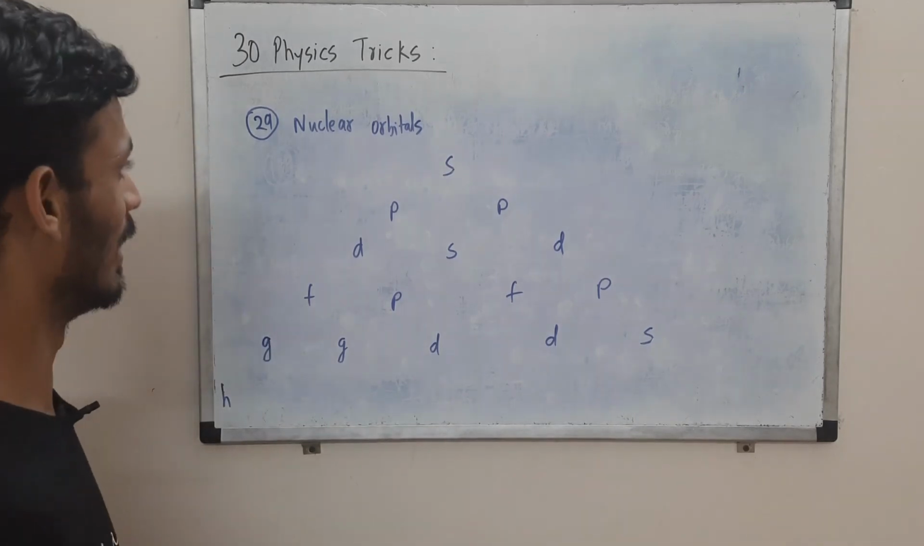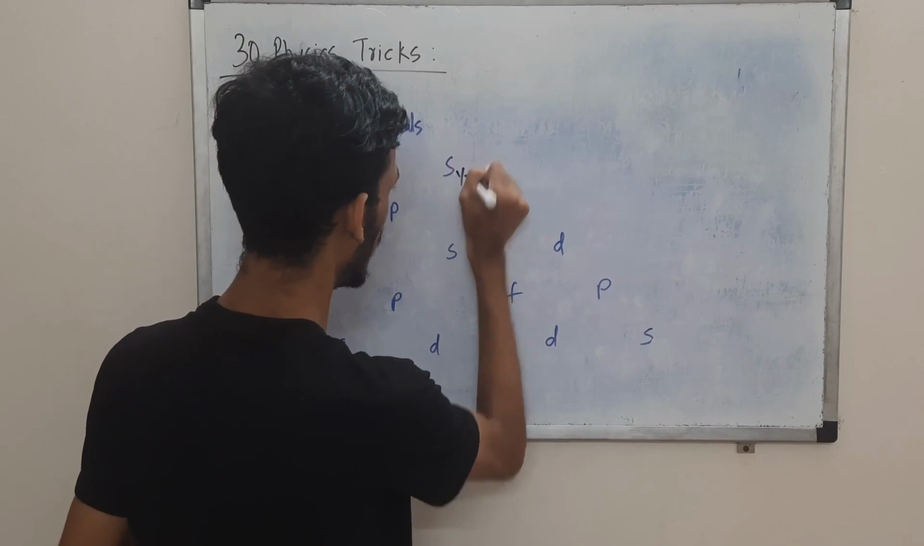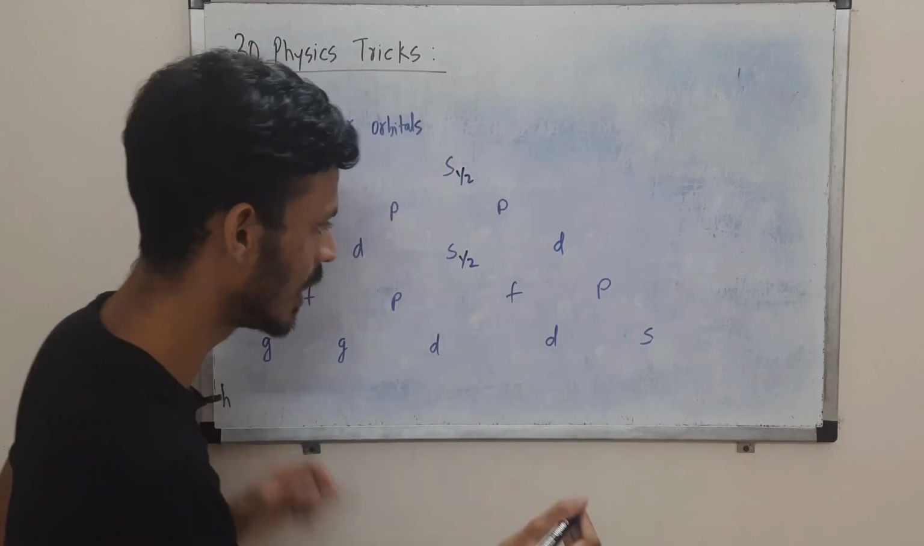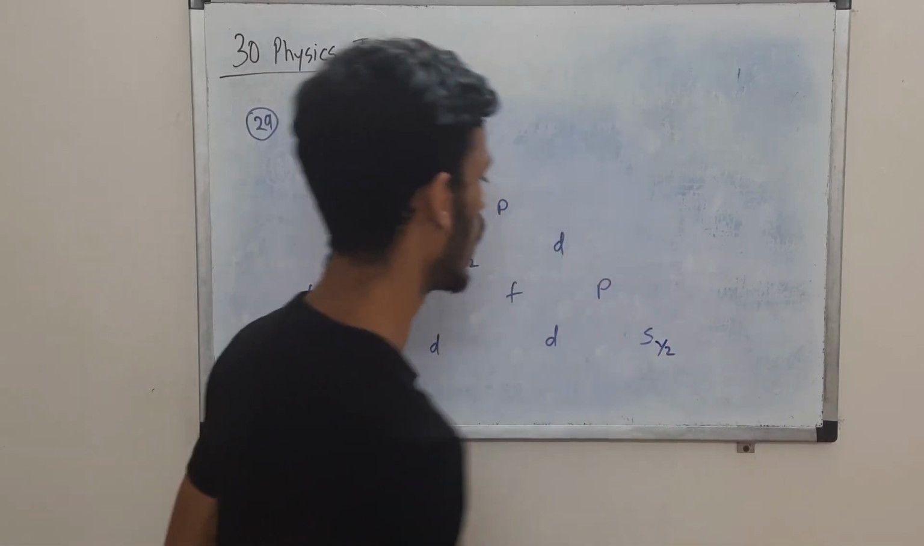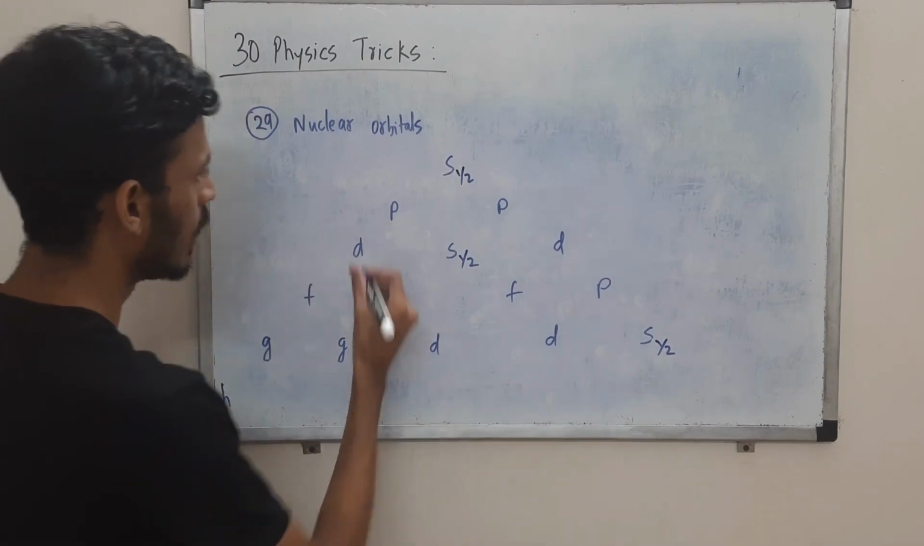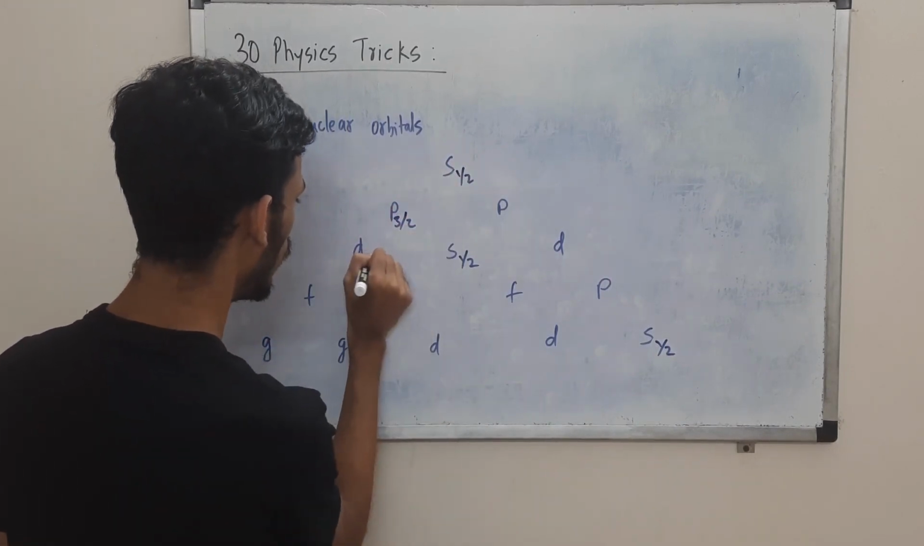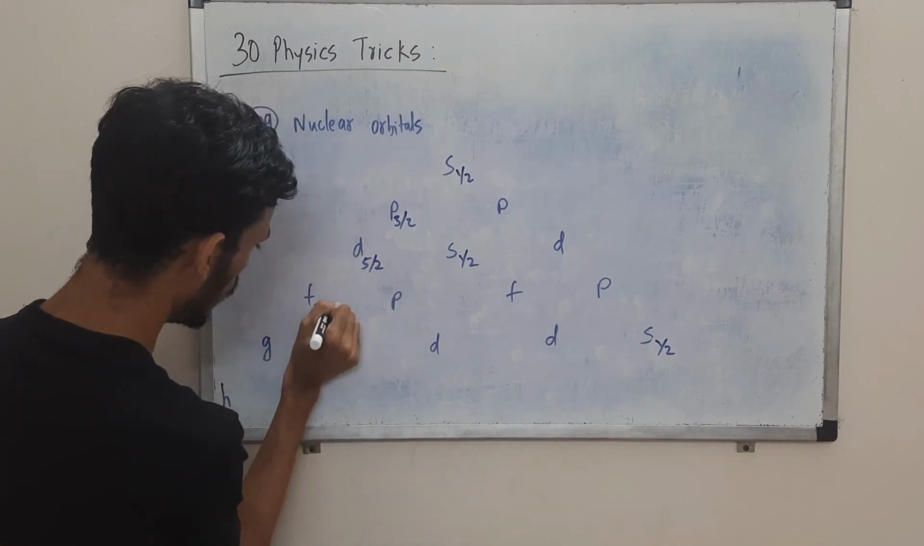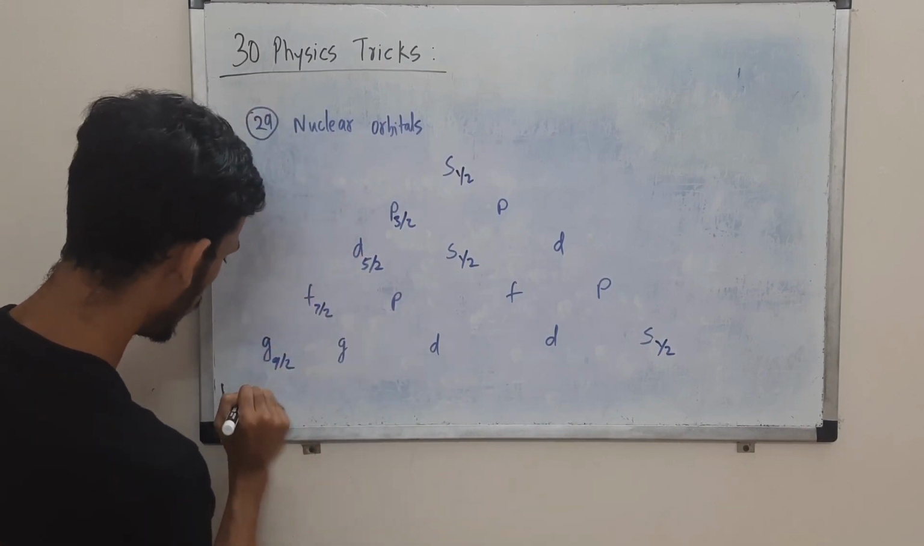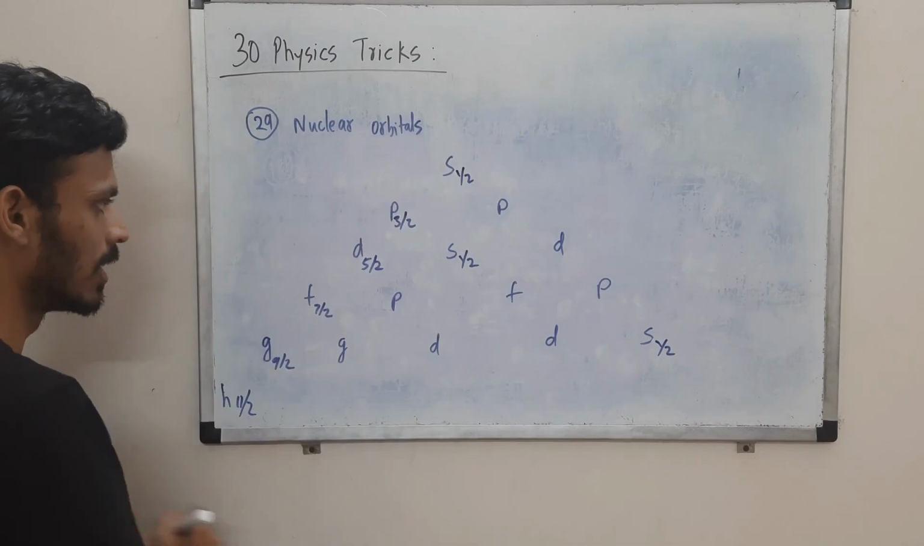Okay, anyways, let's come to this trick. Here we'll have s half, half, half. Wherever there is s, it is only half. For p we can have 3 by 2. You can just go adding 1 in this direction: 3 by 2, 5 by 2, 7 by 2, 9 by 2, 11 by 2. So I'm adding 1 in this direction.